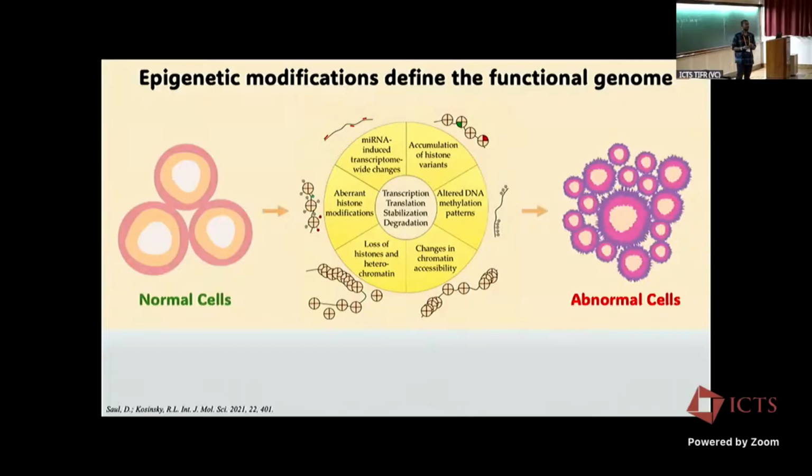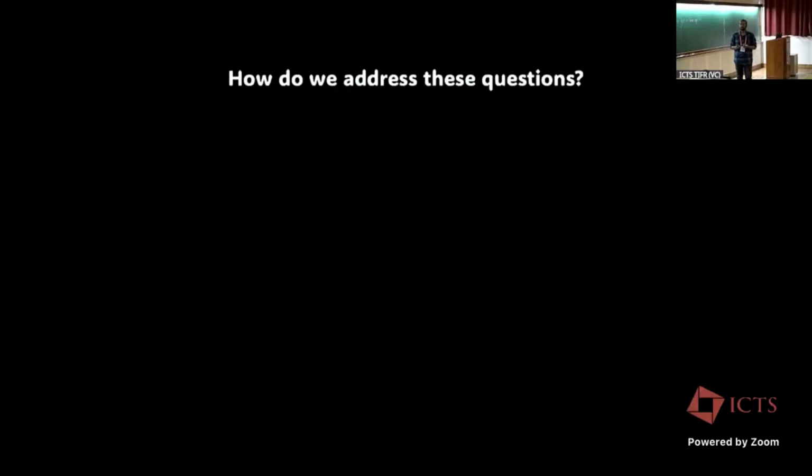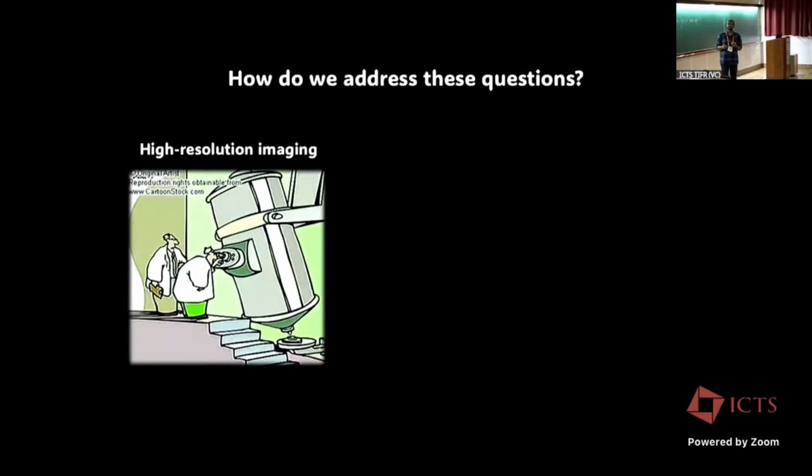So the question we wanted to ask is quite simple and straightforward. What is the nanoscale architecture of the epigenome in a mammalian nucleus? So how do we actually address this question? We need two things. The first is we need a way to image things in high resolution so that we can look at individual proteins, because we are looking at several different modifications, several different proteins in a very small confined space.